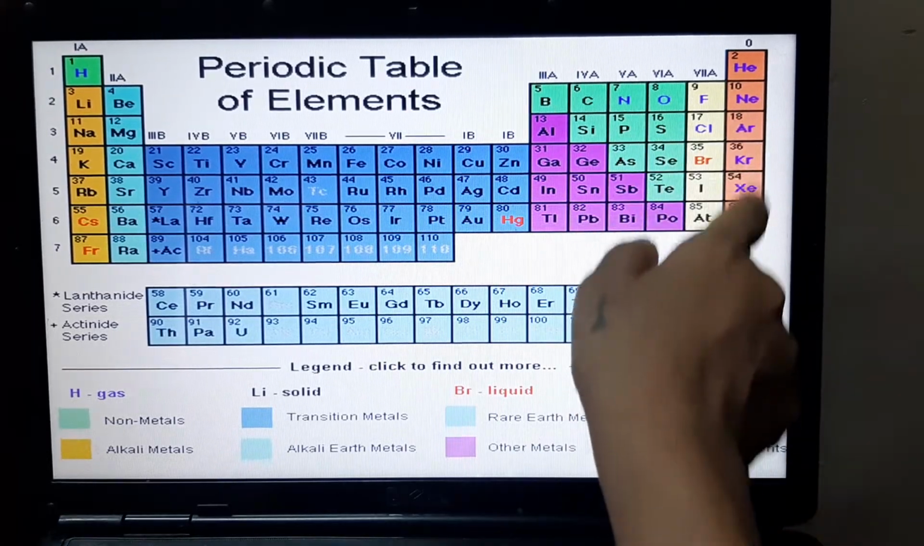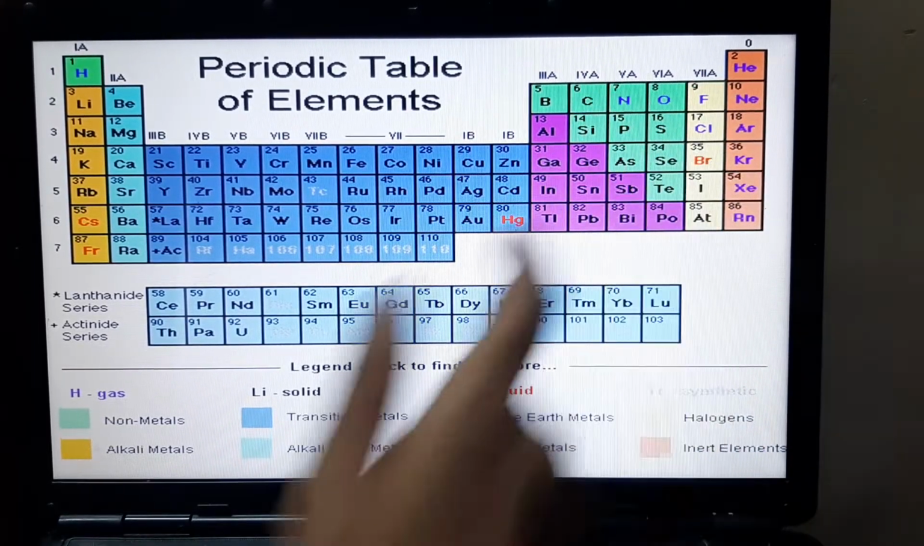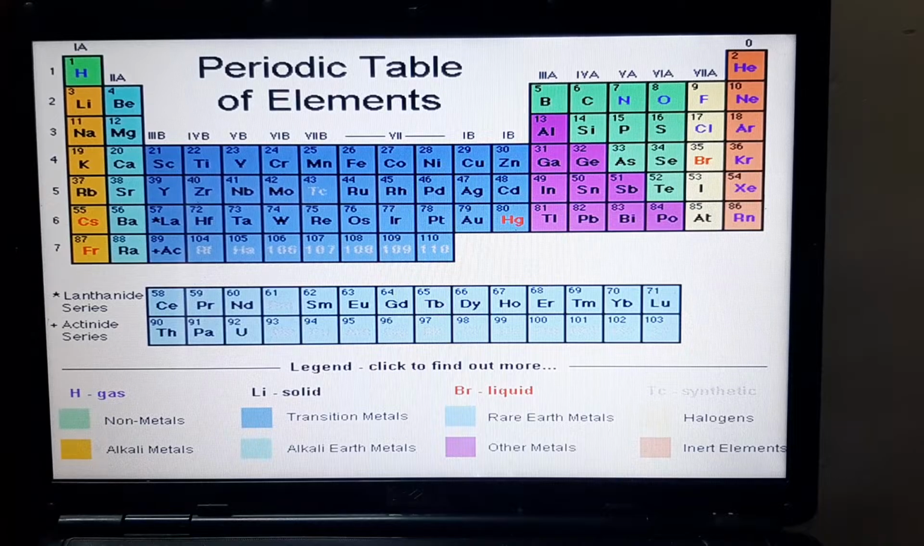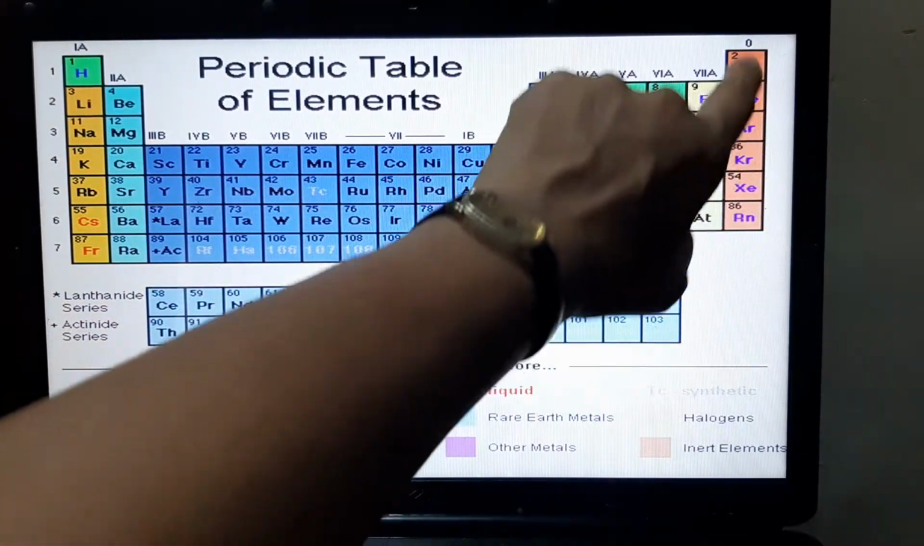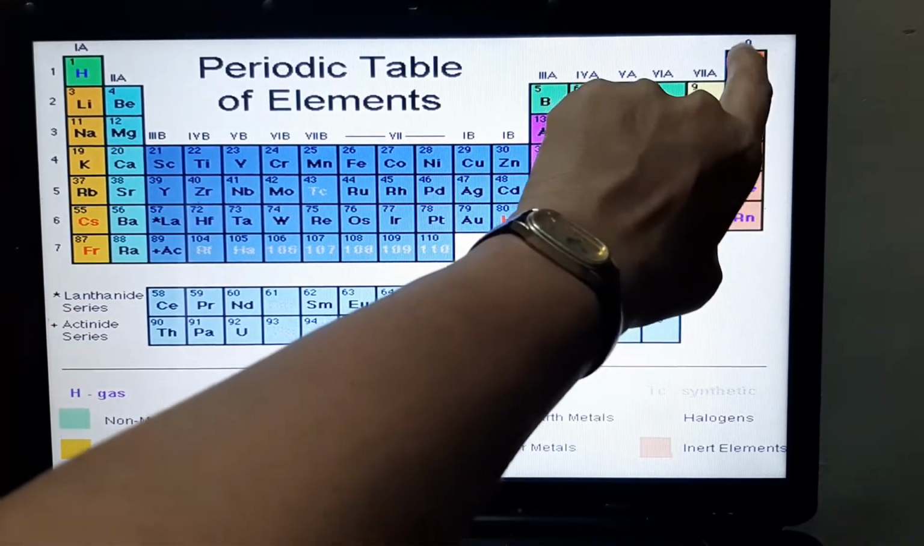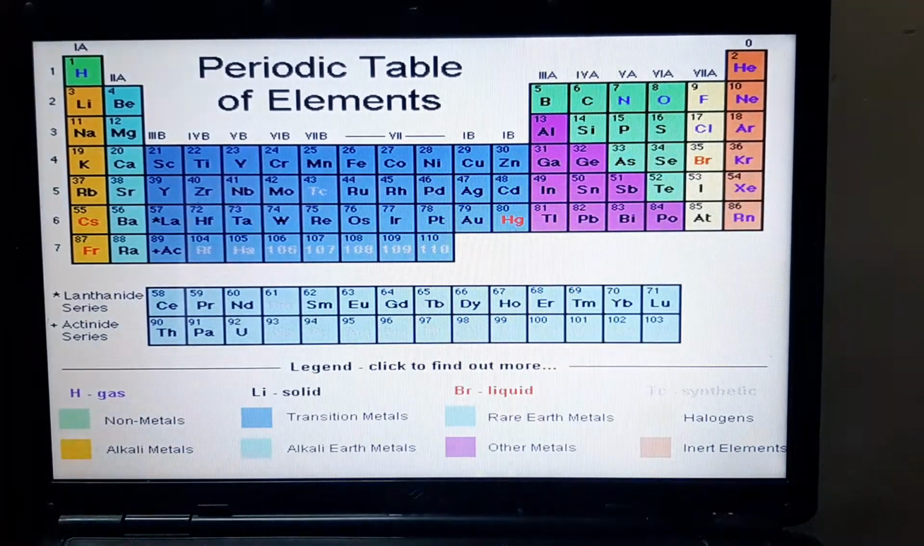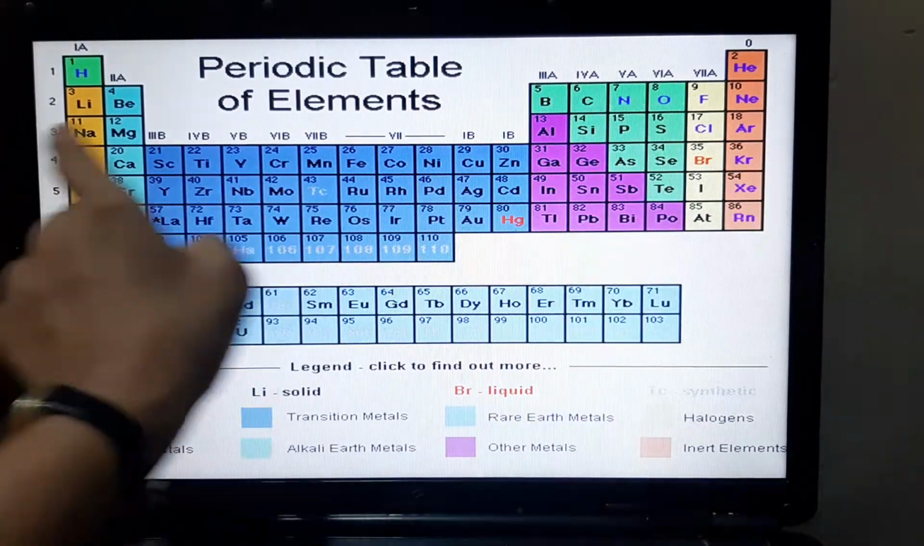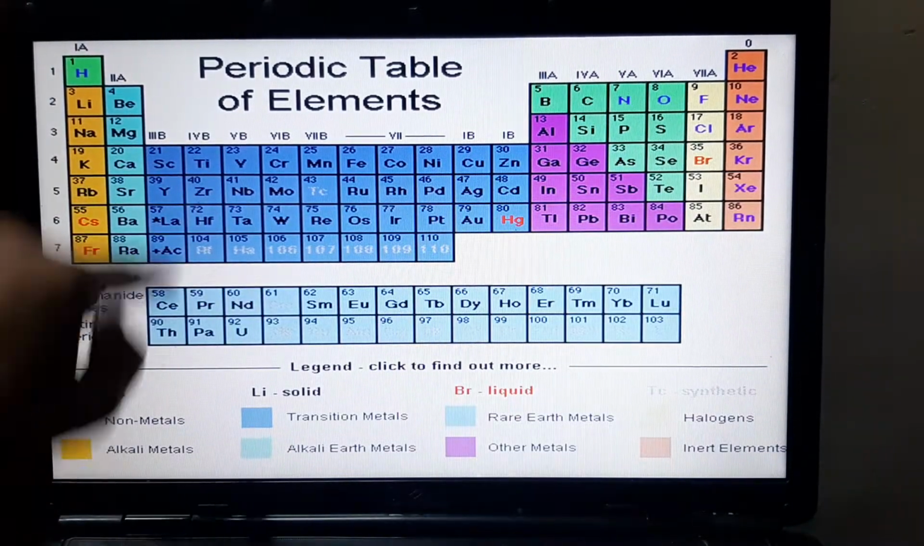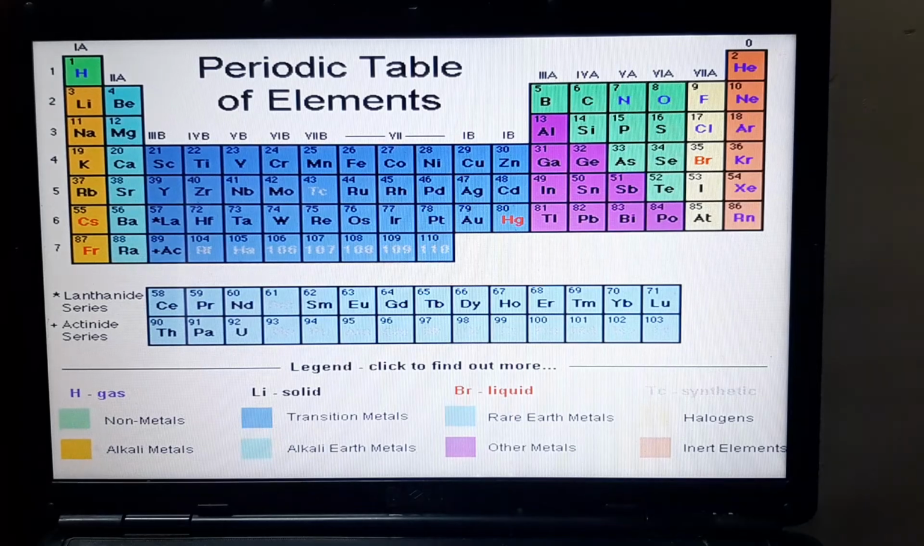And the last one over here is the 0 group elements. That means all these have a complete outermost orbit. Therefore, they don't require any electrons, so the valency is 0. Therefore, this is called the 0 group element. So the first thing we have to know is about groups as well as periods. Periods are horizontal rows and groups are vertical columns. We'll end our video here.